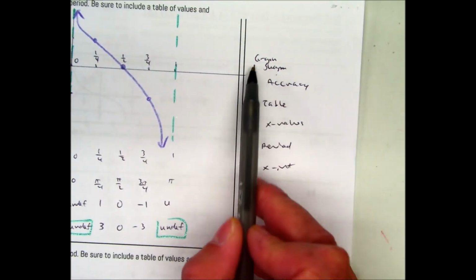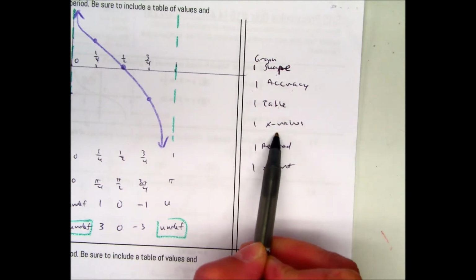I'm just going to first tell you how I graded the problem out of 6 points. On your graph, I'm looking for the basic shape. Another point for the graph accuracy. 1 point for a correct table. 1 point for the x values. 1 point for the period and 1 point for the x-intercepts.